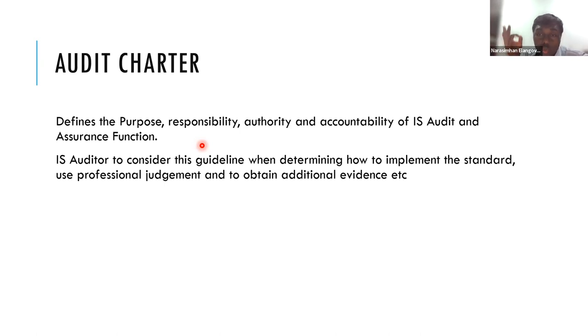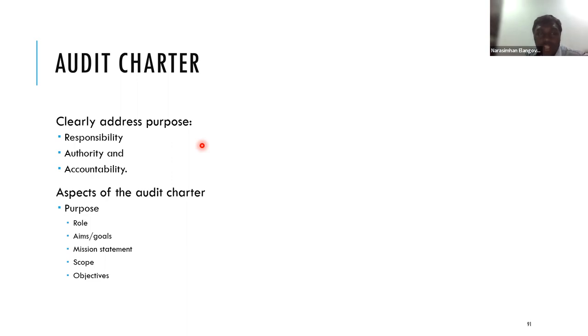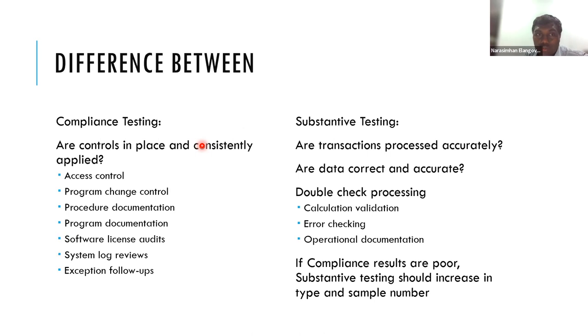Very important. Examination question: who should approve or authorize the audit charter? It is the highest level. When it comes to audit, the audit committee is the highest level. In the absence of an audit committee, the board of directors or board of governors, right? That will be your answer. You clearly address the responsibility and authority, and it should also focus on purpose, aims, goals, etc.